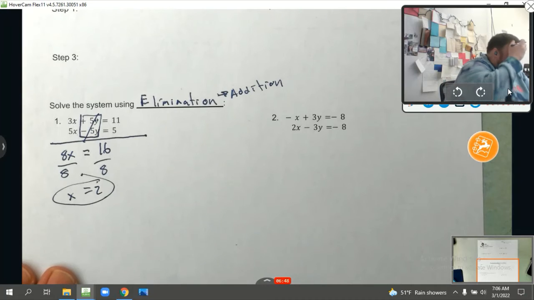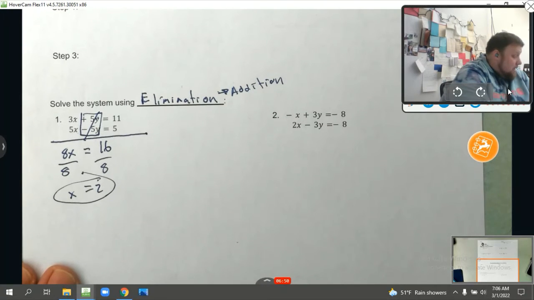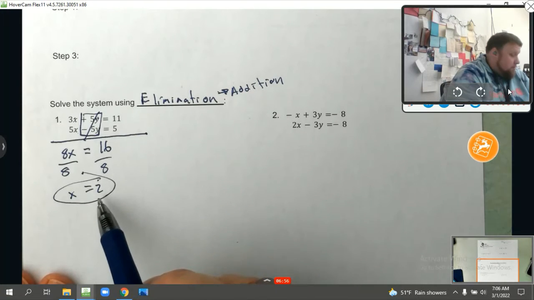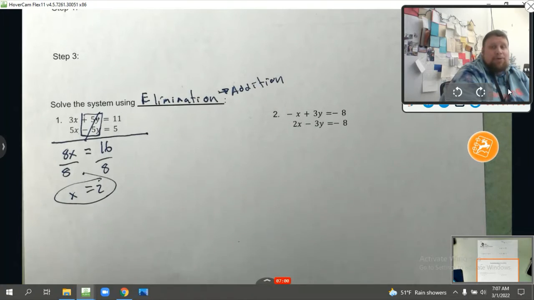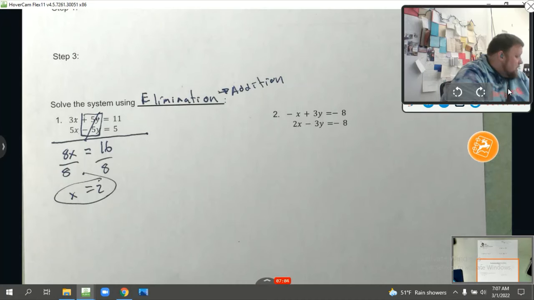Now step number 2 is interesting. It says, step number 3, sub the value from step 2. So this is the value from step 2 into one of the equations. We can pick top or bottom. I usually pick top, and I'll explain why in a minute. For the other variable, right? Or solve for the other variable, write the solution as an ordered pair.